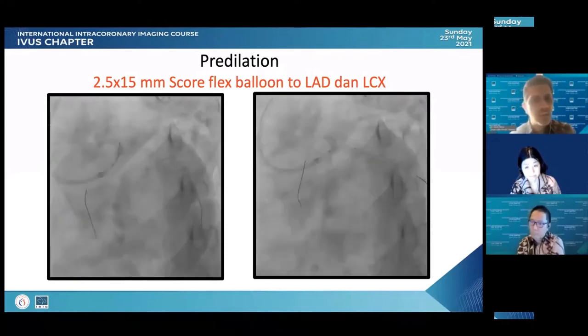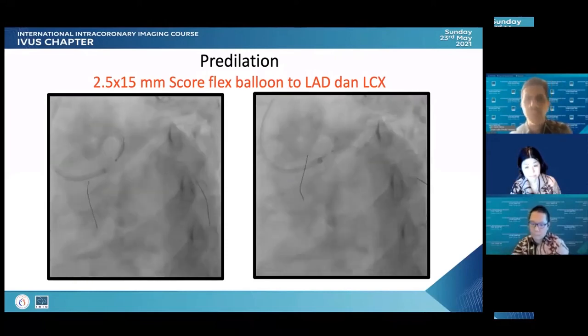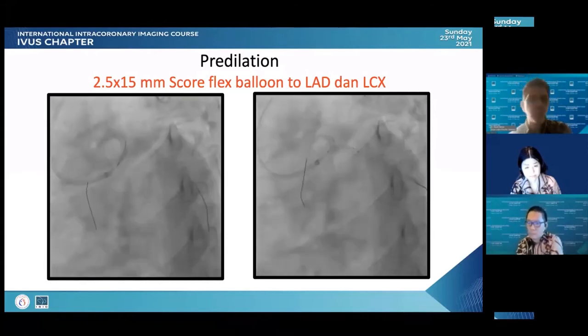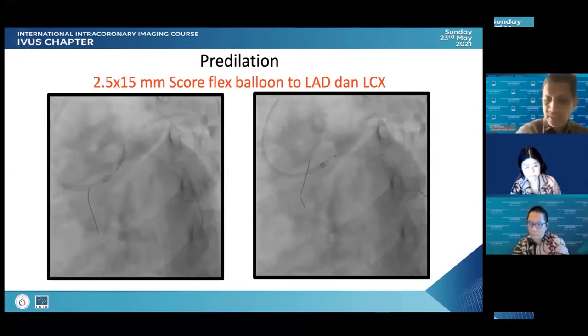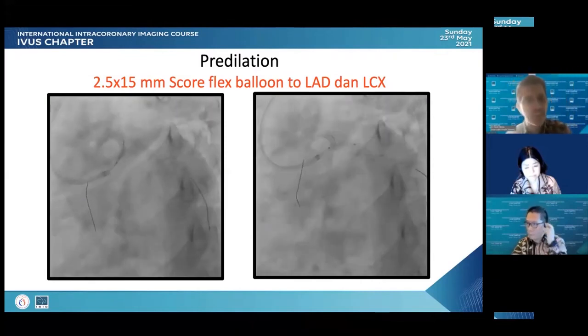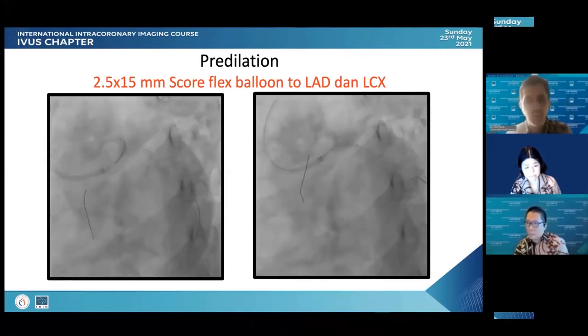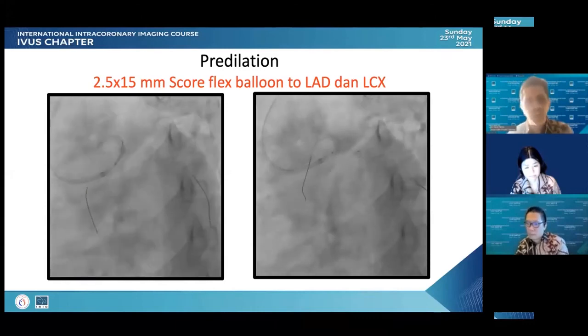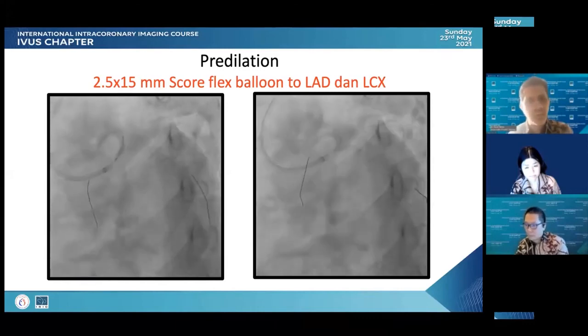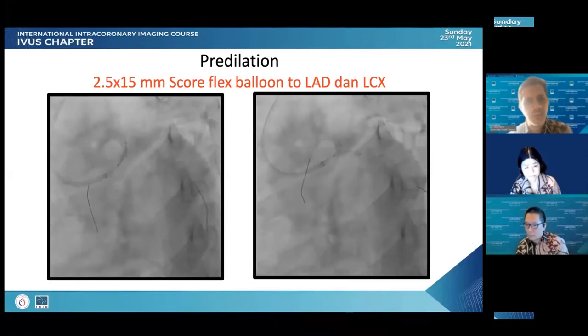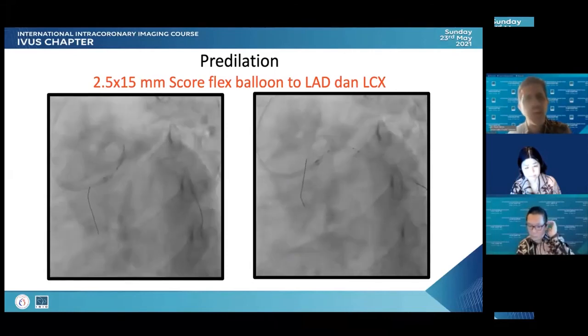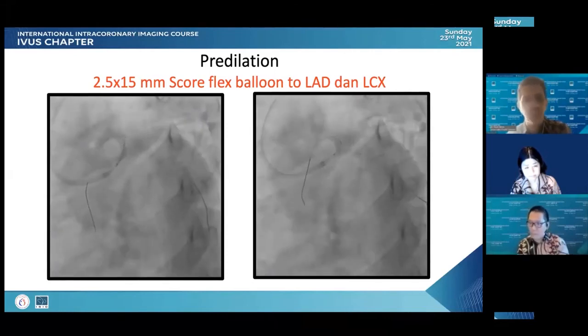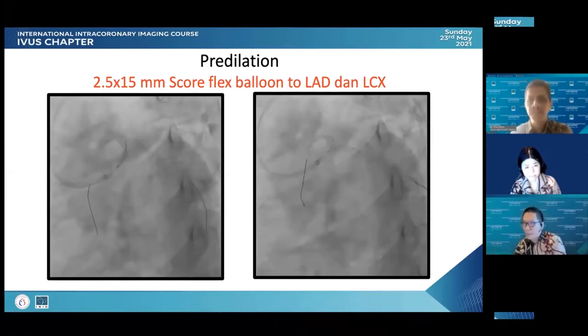At the time, I chose a 2.5 by 15 millimeter scoring balloon. Might it be better to use a higher size balloon? Do you agree with pre-dilatation, further pre-dilatation, or do you have any other modality to prepare for such situations? Dr. Lin, what is your idea?